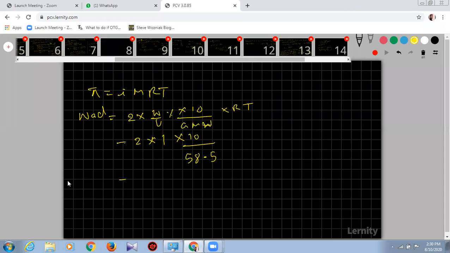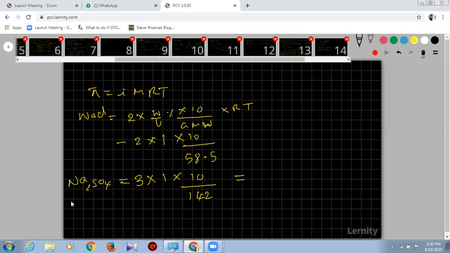Next I will take sodium sulfate. What is the i value for sodium sulfate? It is one dissociation into three ions. That's why 3 into 1 into 10 by sodium sulfate molecular weight, which is 142. You will get a certain value.